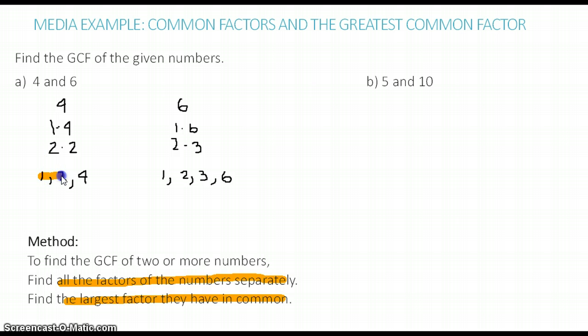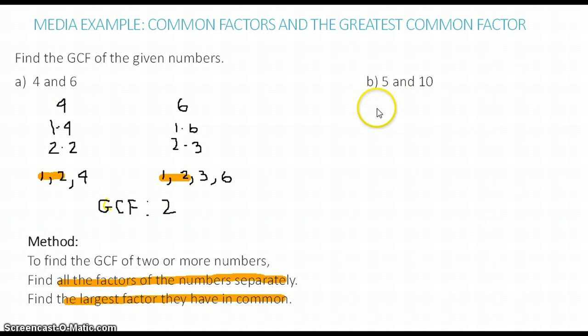Now let's see what factors they have in common. Well, they both have 1 and 2 in common. So the greatest common factor, or GCF, will be the largest of those two numbers, which is 2.